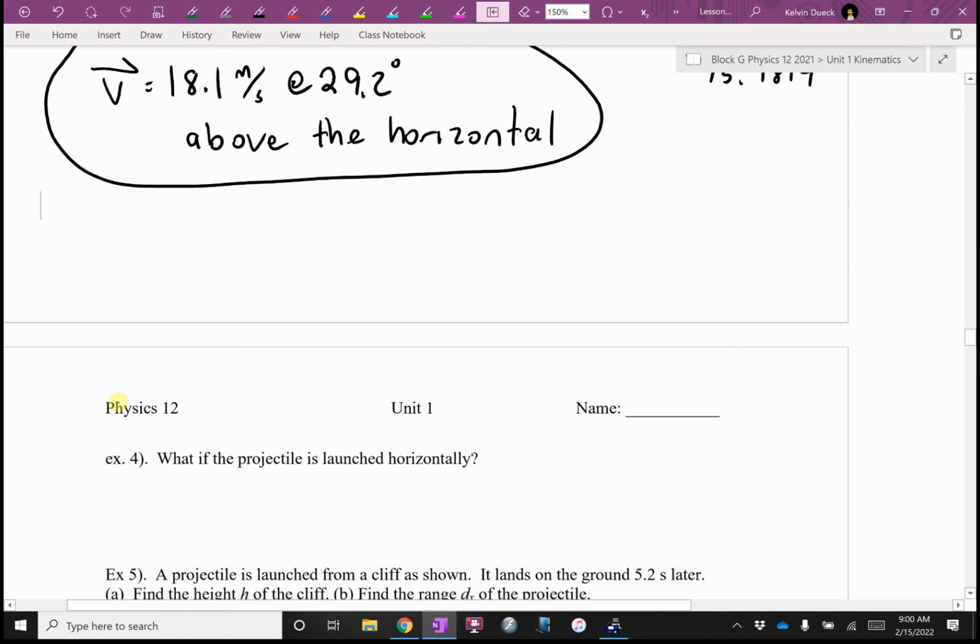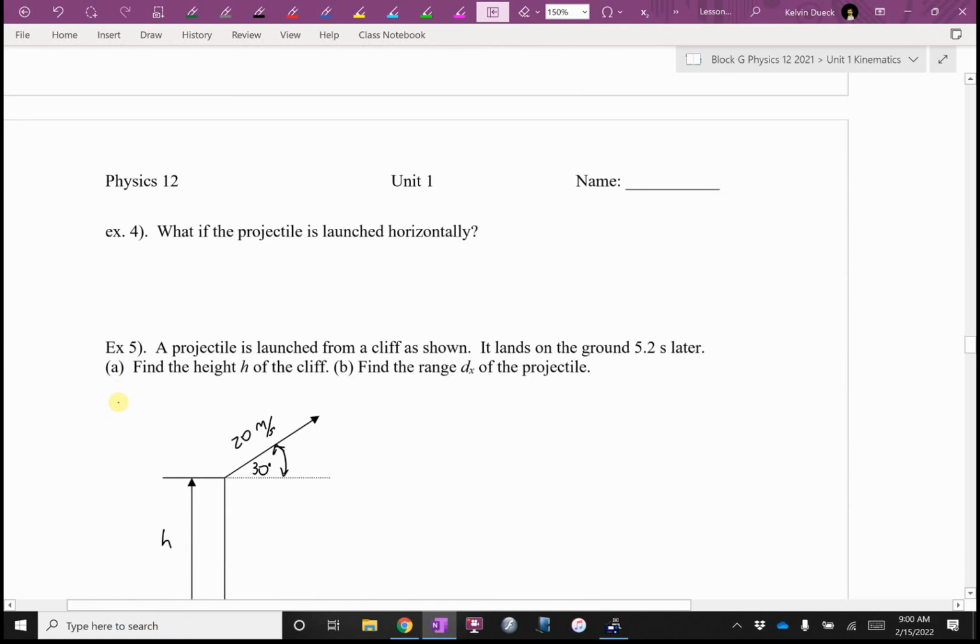Example 4. What if the projectile is launched from the cliff horizontally? It's weird because horizontal launches from a cliff are the easiest questions mathematically, but they're the ones kids struggle with the most. If we launch horizontally from a cliff, what's Vy initial? You need to commit that to your brain.